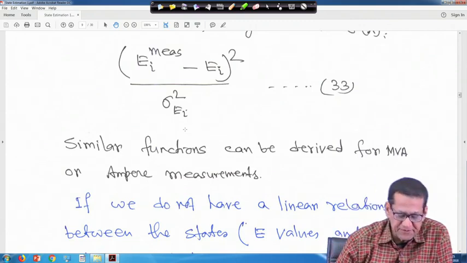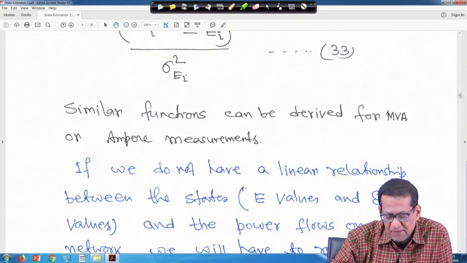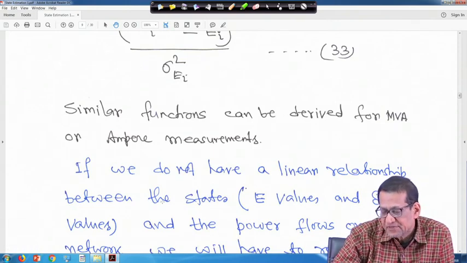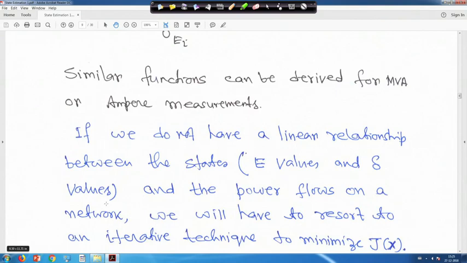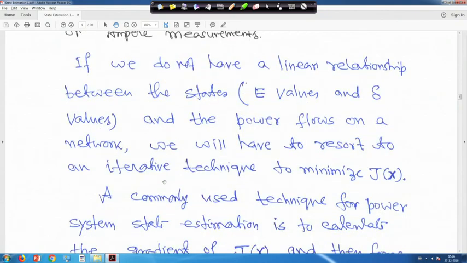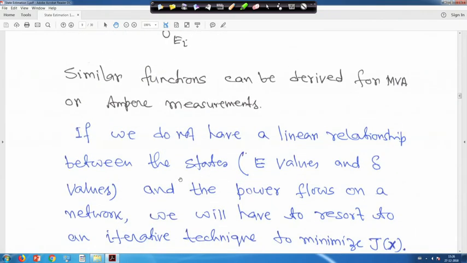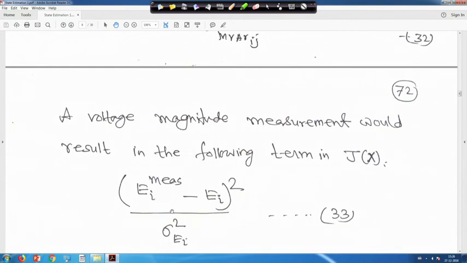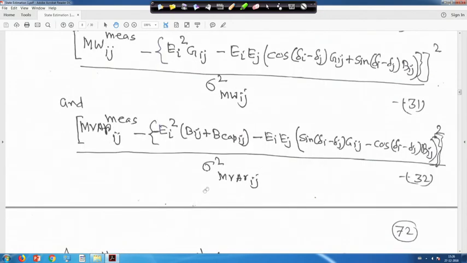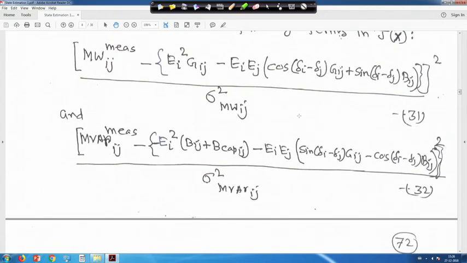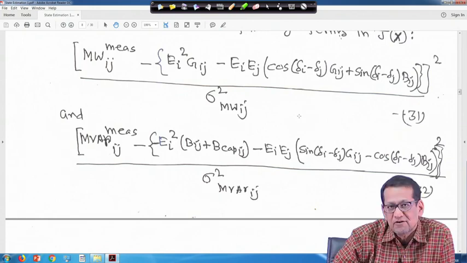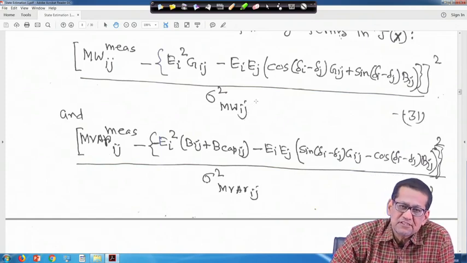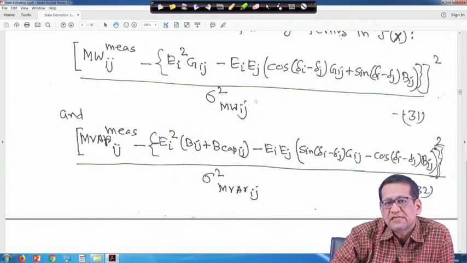So, now if we do not have a linear relationship between the states, that is the E values and delta values, and the power flows on a network, we will have to resort to an iterative technique to minimize Jx, right. Ultimately, these terms, equations 33, 31 and 30 or 32, are non-linear. So to make this term zero, you have to minimize this objective function. It is not linear, so direct solution is not possible. We have to go for an iterative technique, right.